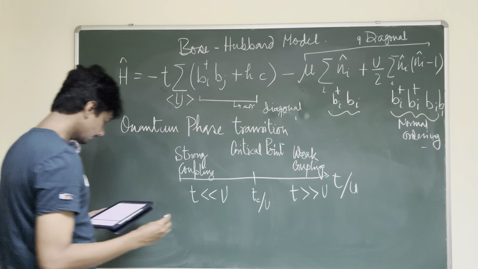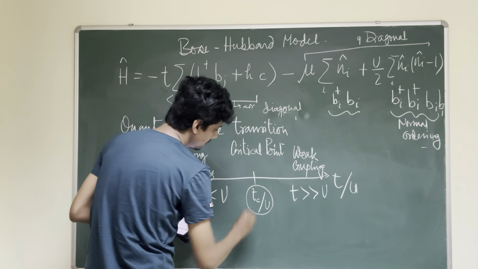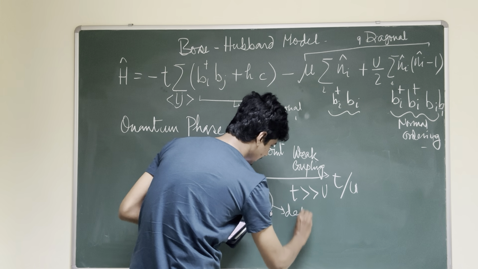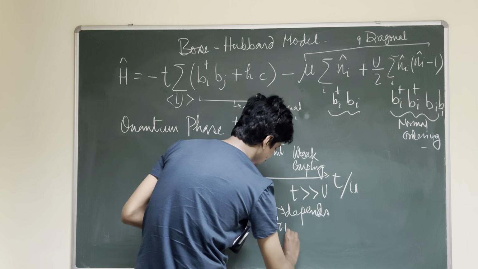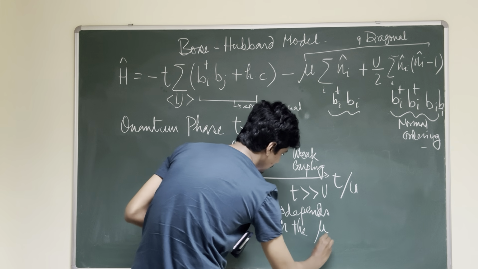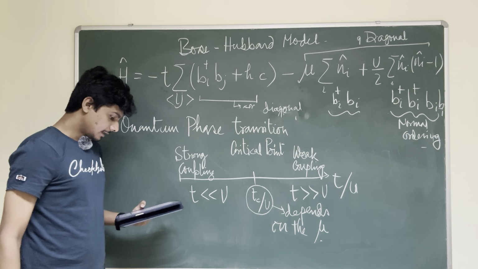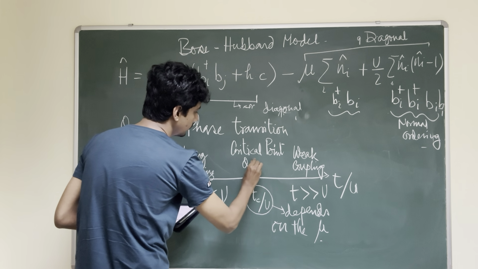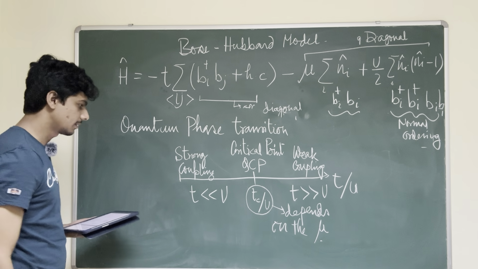And then this T_c/U, this critical parameter, depends on the chemical potential, that means mu. So it depends on mu, the chemical potential, and this is a quantum critical point. You may term it a QCP, a quantum critical point.